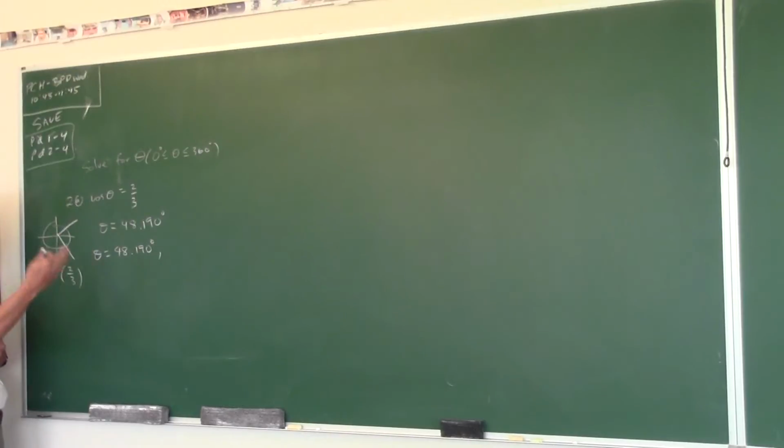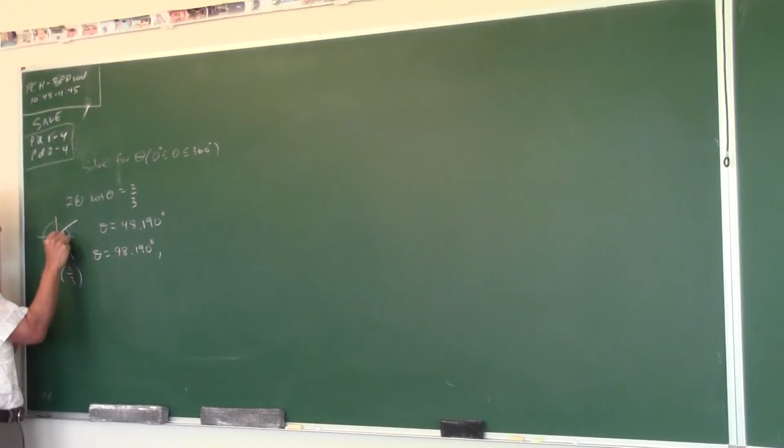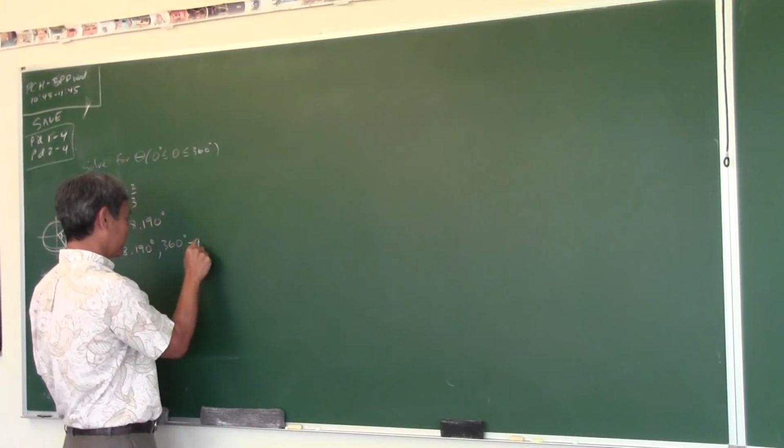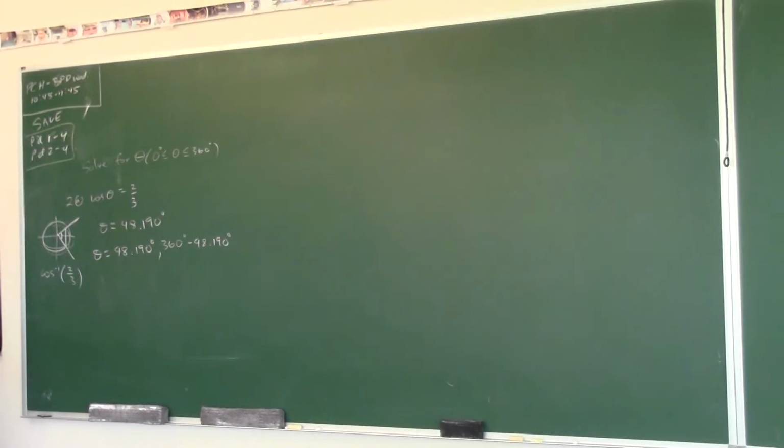Remember I gave you a list of what to follow. If you're in the fourth quadrant, if you draw the reference triangle, see, if this angle is 48.190 degrees, then of course that's 48.190 degrees. But if this angle here is 48.190 degrees, what is the angle going all the way around to there? Wouldn't it be 360 minus 48.190? Yes. And you can punch that in your calculator.